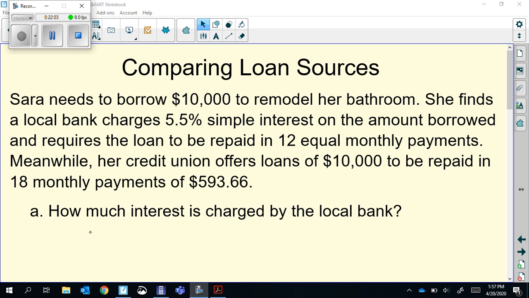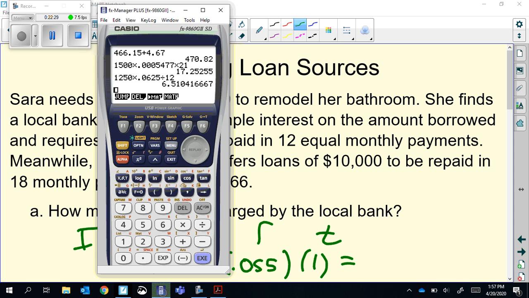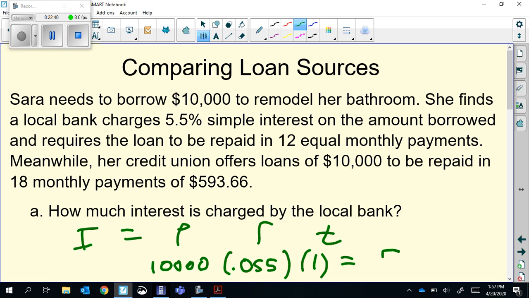So we're comparing local bank and credit union. So for the first, at the local bank, it says simple interest, so it's interest equals PRT. The principal is $10,000. The rate is 5.5%, so 0.055. And the time is 12 months, which would be 1 year. So that's $550 in interest.